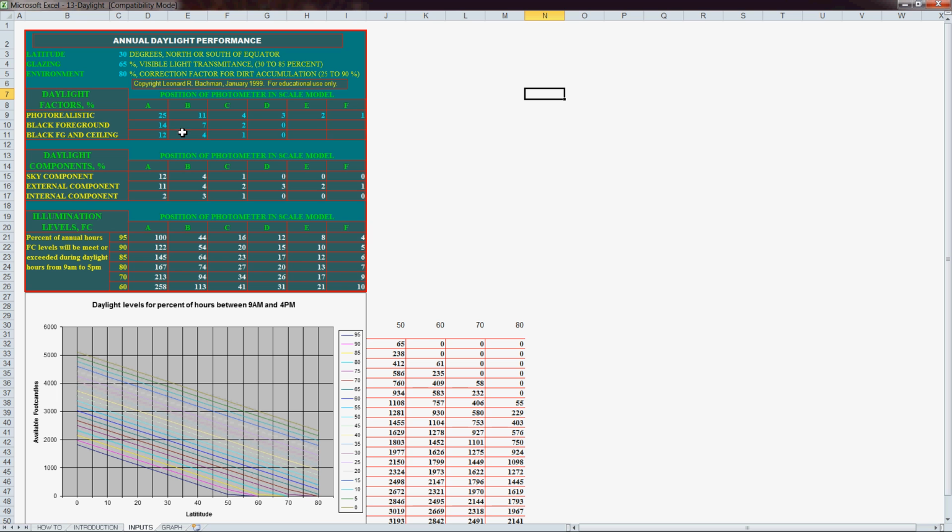So you're going to do 3 tests. First, well, in any order, one test is to measure photorealistically with the interior of the model and the foreground of the model replicating the reflectances of the real world building. Then we'll, in another test, and again in any order, cover the foreground with black to eliminate external reflections. And then in the third test, have both a black ceiling and a black foreground to eliminate internal and external reflections.